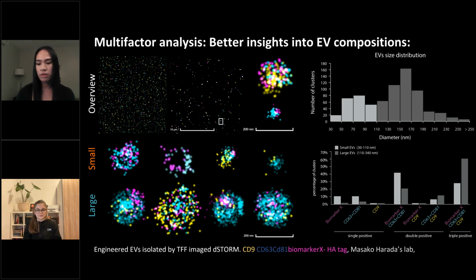So the clustering parameters were the same for both these small and large EVs except for the area, and this was just to separate out those populations. So they discovered that this biomarker X actually had a higher expression in smaller EVs versus larger EVs, and this is just an example of how you can look at a novel marker and how it might be expressed differently, due to biogenesis or just due to different targeting.